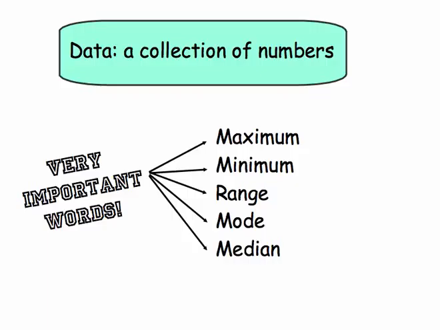This movie is all about data. Data is a collection of numbers. In this movie, we are going to look at a set of data and we are going to find the maximum, minimum, range, mode, and median. As you can see, these are all very important words that you should know.